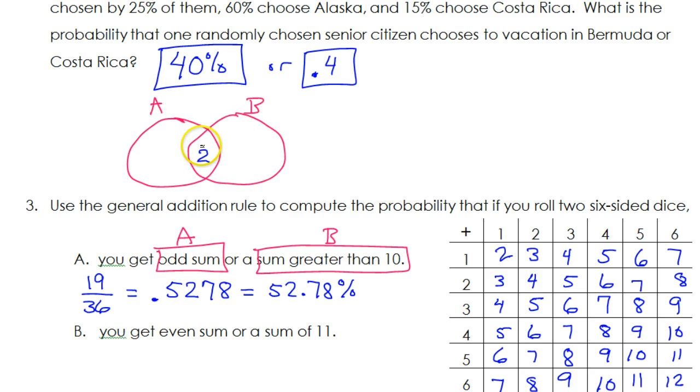Now let's talk about odd sums. Half of these were odd, remember? So that was 18. I could put a 16 right here for the rest of the odd sums. We've already got 2, so I'll put a 16 for a total of 18. So that's the half. Now, this event over here, sum greater than 10. How many of those did we have? Well, we had these 3: 11, 11, and 12. We had 3.